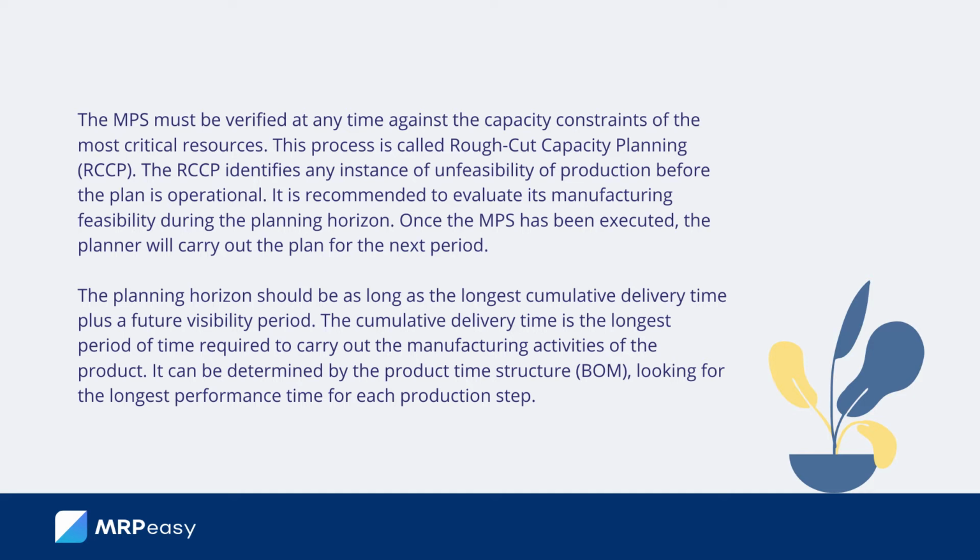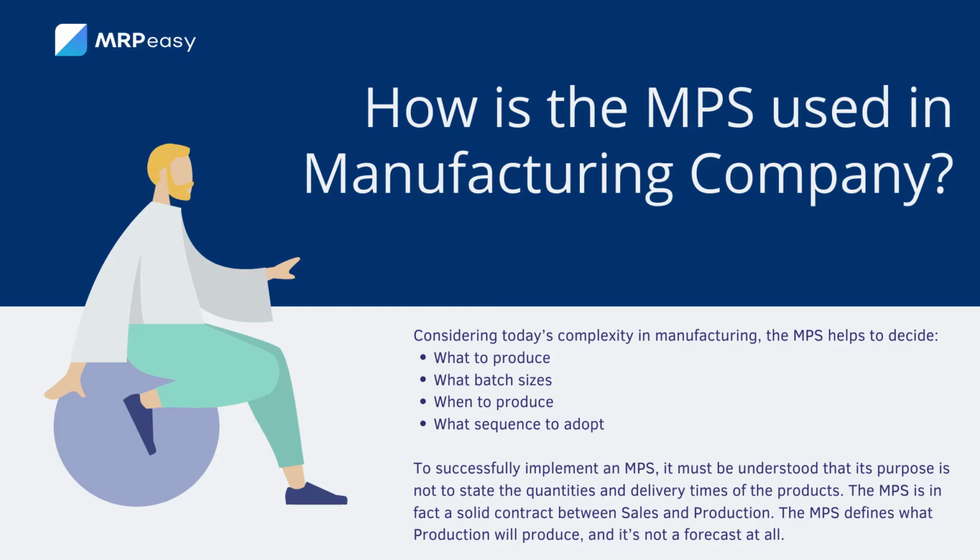The planning horizon should be as long as the longest cumulative delivery time plus a feature visibility period. The cumulative delivery time is the longest period of time required to carry out the manufacturing activities of the product. It can be determined by the product time structure, or BOM, looking for the longest performance time for each production step. Considering today's complexity in manufacturing, the MPS helps to decide what to produce, what batch sizes, when to produce, and what sequence to adopt.